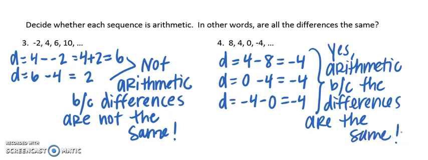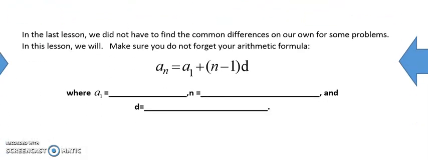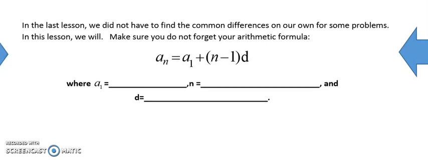Happy days. All right, so just a little recap from yesterday, same stuff we've been doing. So let's get up in it over here. In the last lesson, we did not have to find the common difference on some of our own problems. In this lesson, we're going to have to, okay? It's just getting a little deeper today. Make sure you do not forget your arithmetic formula. So remember, a sub 1 means the first term.